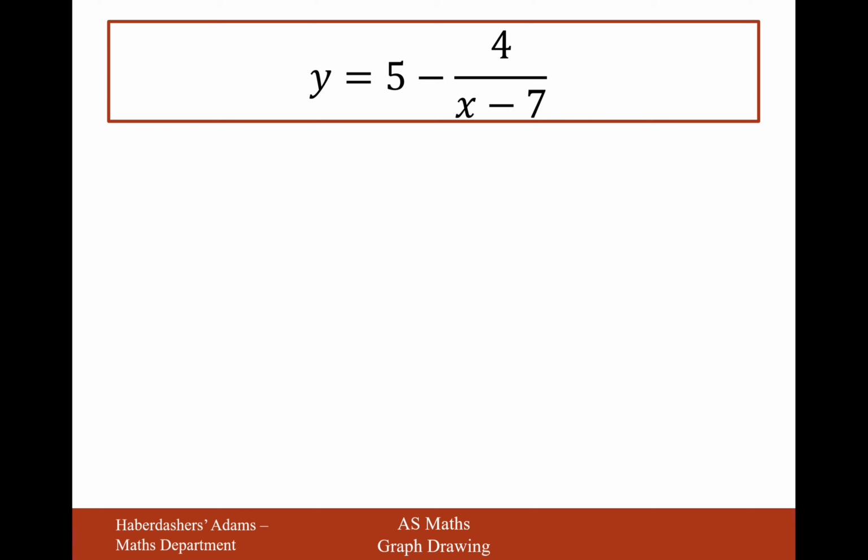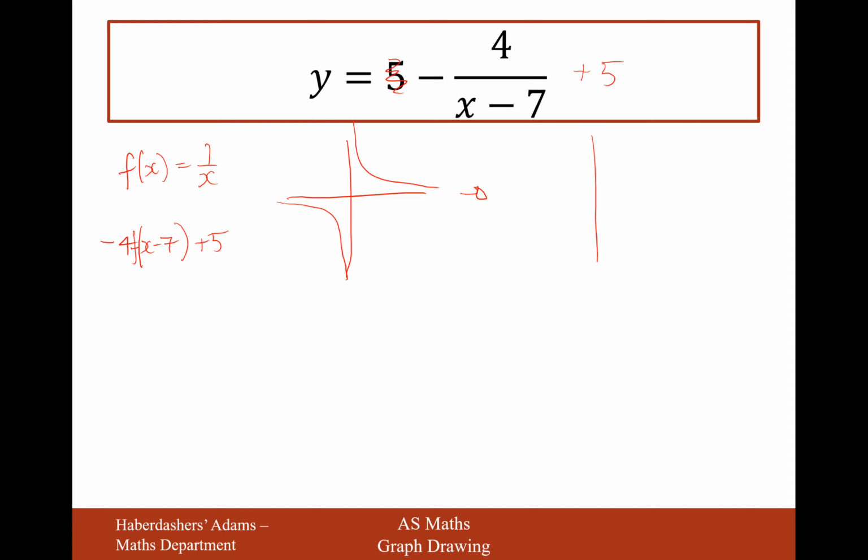Okay, moving on to the next one. This parent function here is going to be 1 over x. And I'm going to think about moving that 5 to the back. So the transformation is going to be minus 4 f of x minus 7 plus 5. Okay, so let's start with the 1 over x graph.